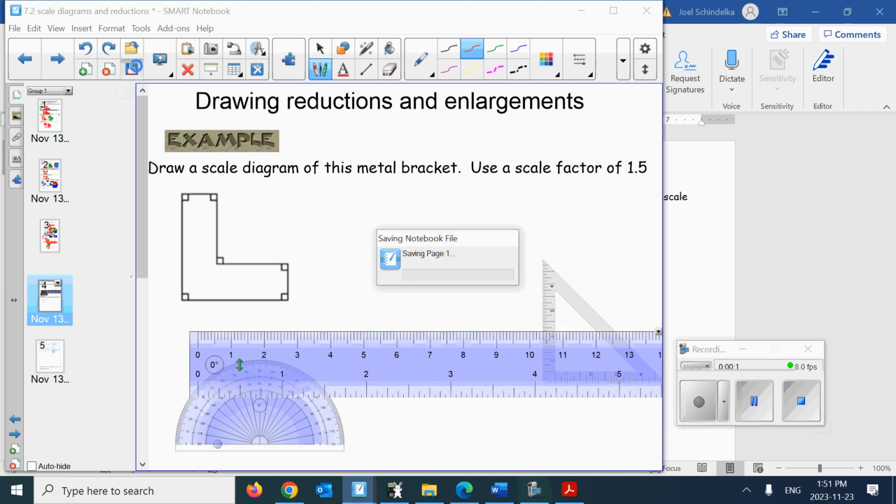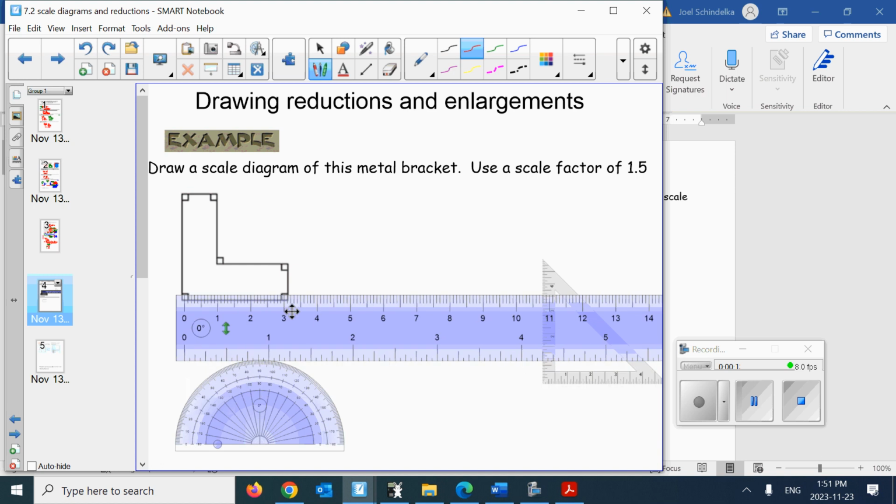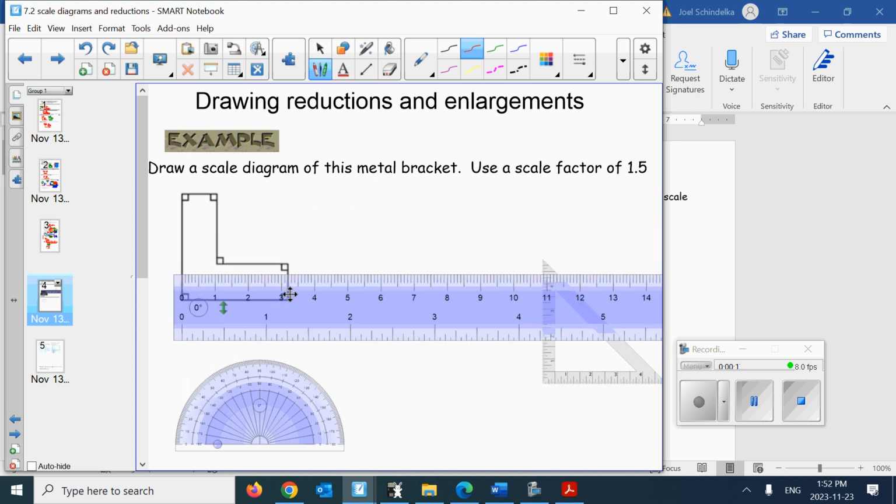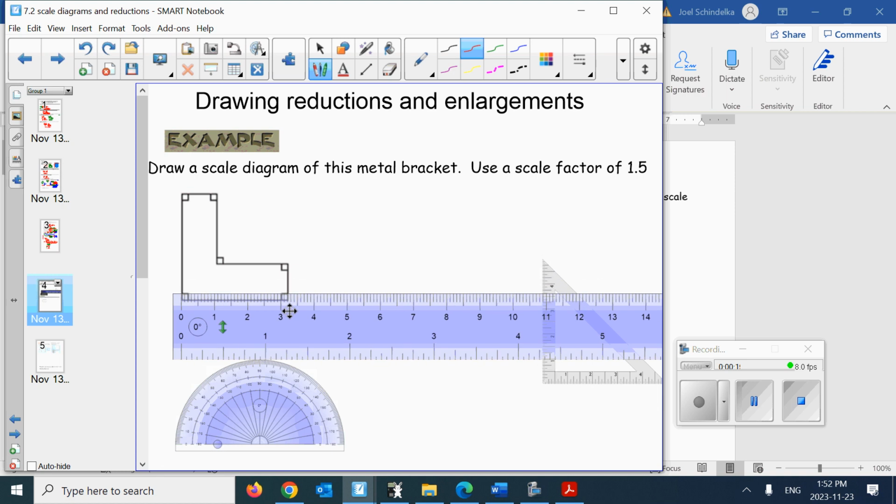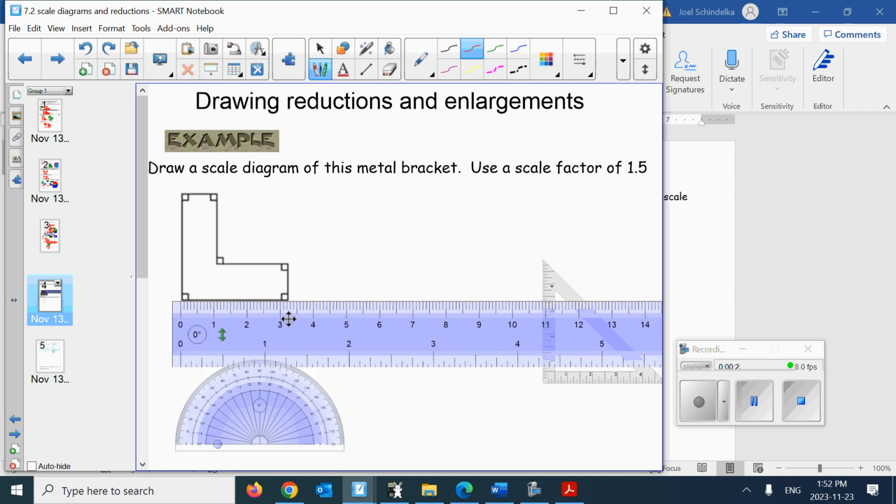The first thing you guys got to do with your ruler is we're going to draw a scale diagram of this metal bracket using a scale factor of 1.5. But the first thing we have to do is measure each one of these.